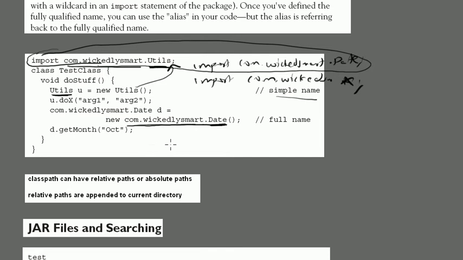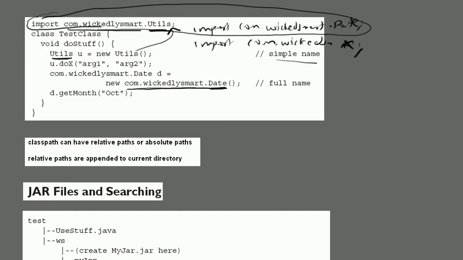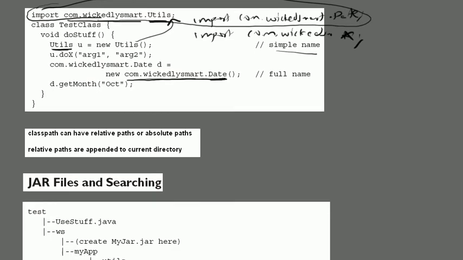Okay, so, right, class paths can have relative paths or absolute paths. Relative paths are appended to the current directory. Okay, let's see what that means.